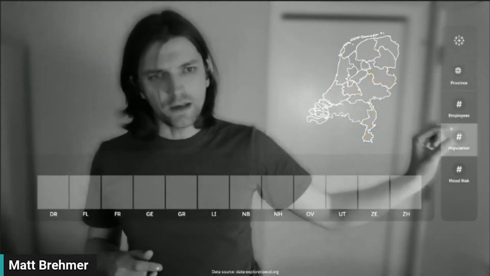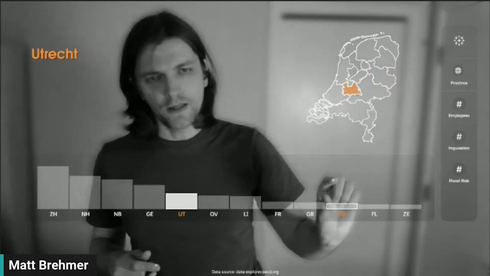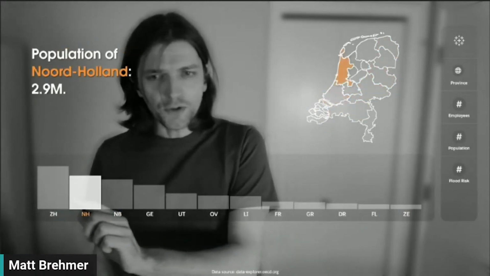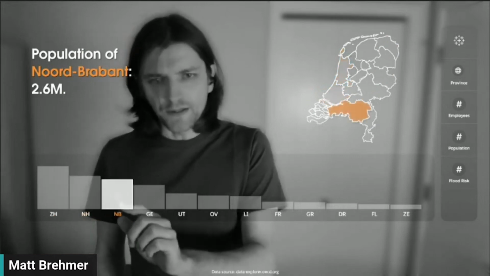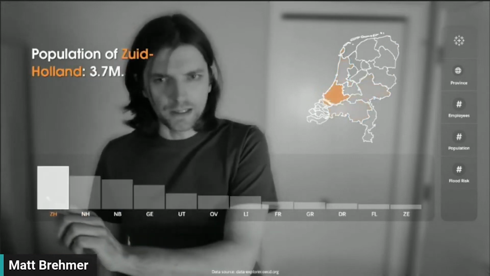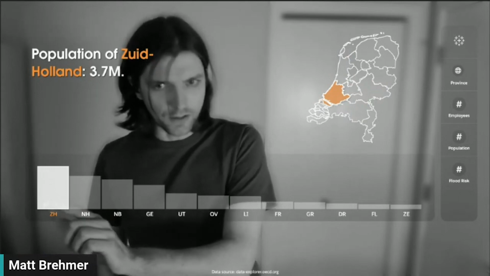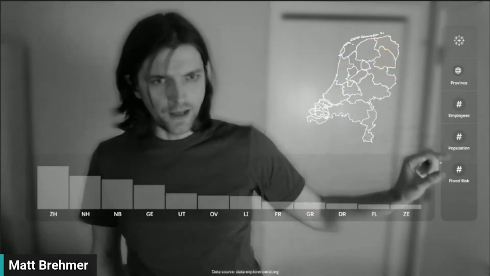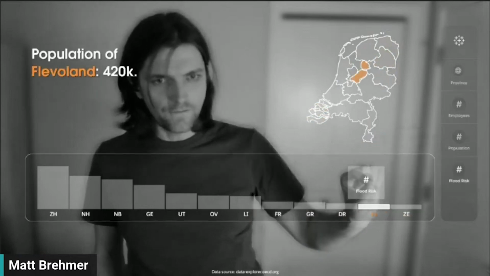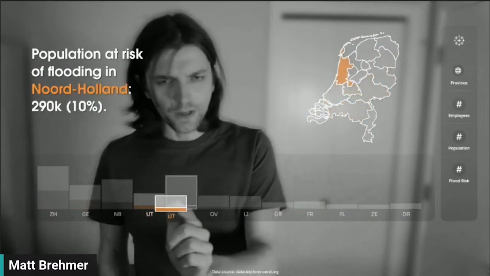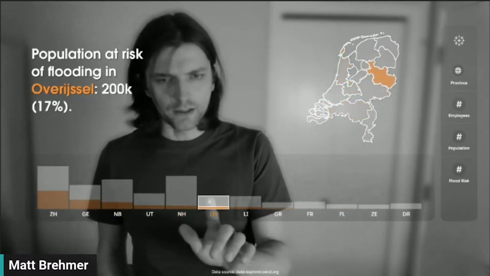And here we have a bar chart that is sorted by population. You'll notice that I drag multiple fields to this field to build up this chart. You'll see the largest population of all the Dutch provinces is in South Holland, followed by North Holland. And then I'll also drag out this flood risk representation here. And now the bar chart is sorted by decreasing flood risk.